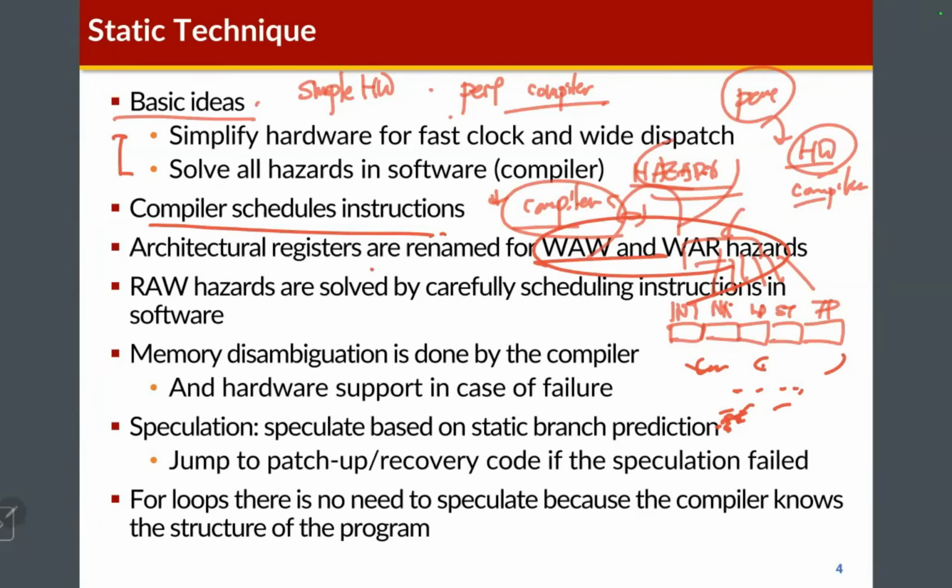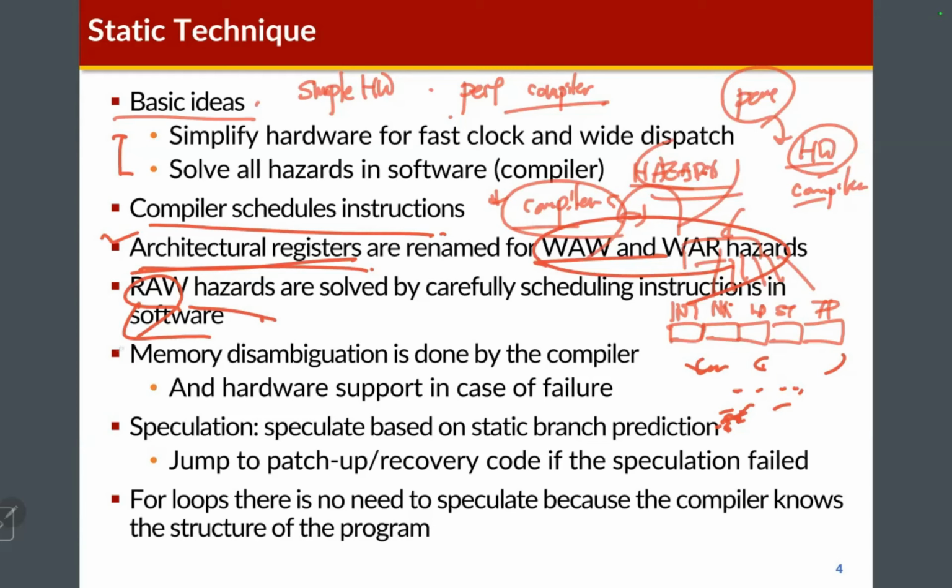Actually, in an out-of-order processor, we can solve the WAW or WAR hazard with register renaming. Compilers can also apply register renaming techniques to solve the WAW or WAR hazard. Then compilers can analyze the code. So actually, the RAW hazard is the true data dependence hazard, and it can be easily solved by the compiler, right?